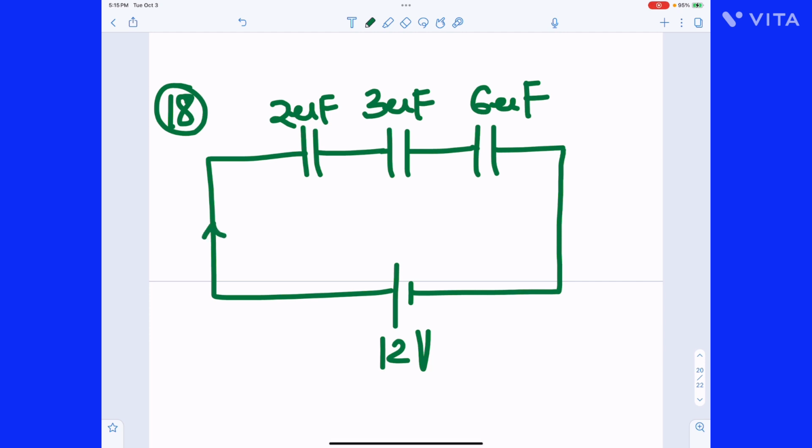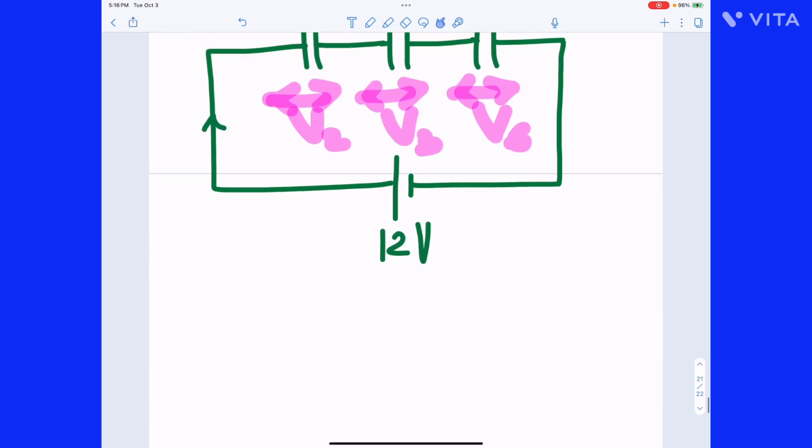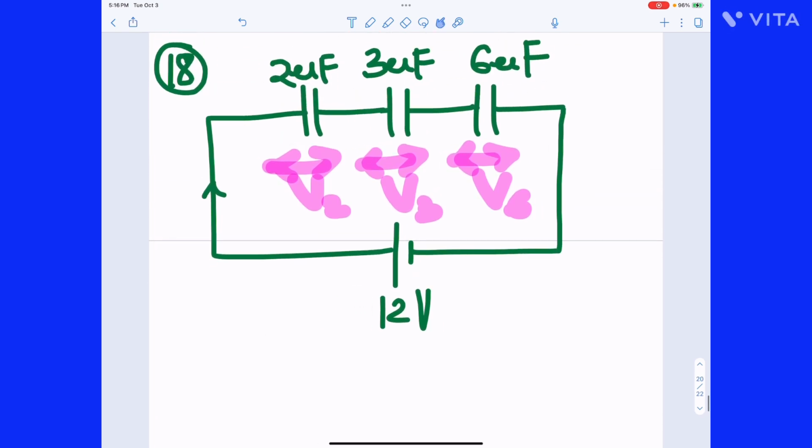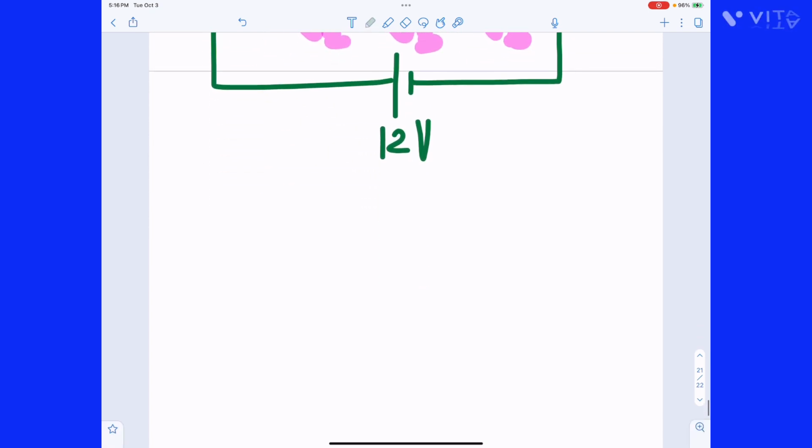Now we want the potential difference across this. Note that the potential difference across each one, let's say V2, V3, V6, if you add everything, should give you 12 volts. The charges they store are the same, but they don't have the same PD across them. So what we should do here is very simple. Let's get the total charge stored by each one.